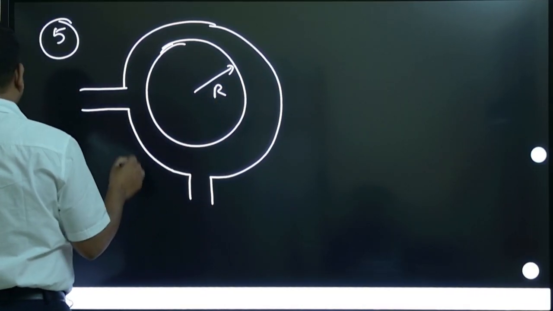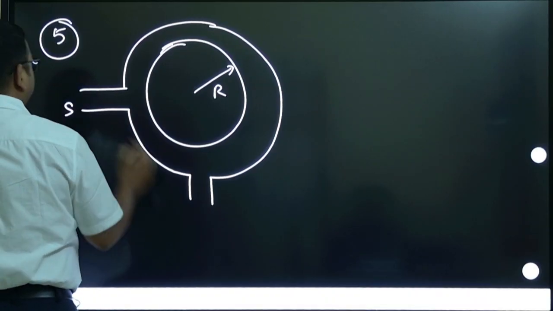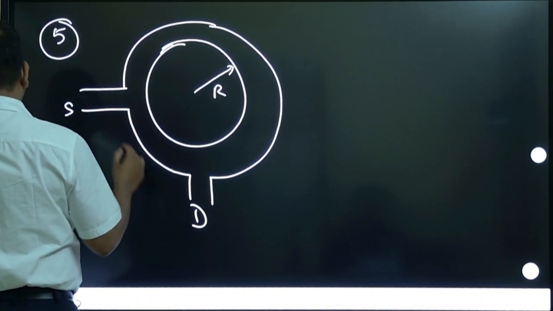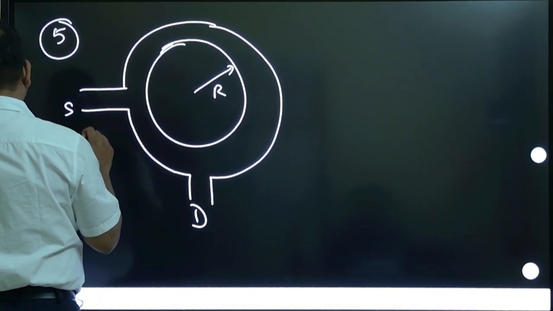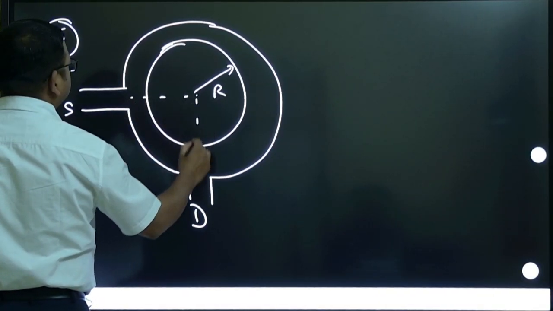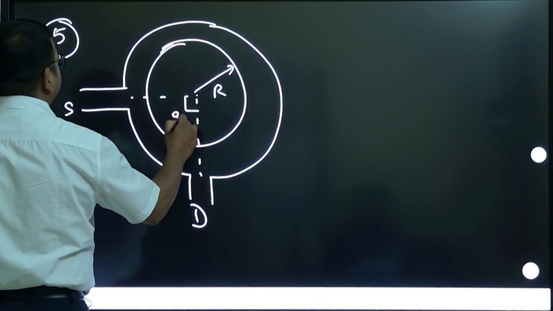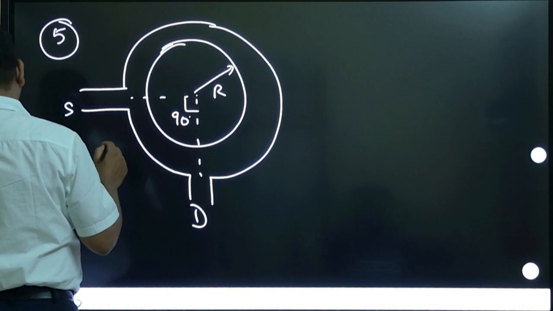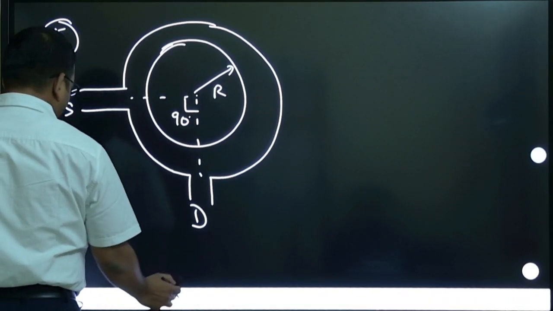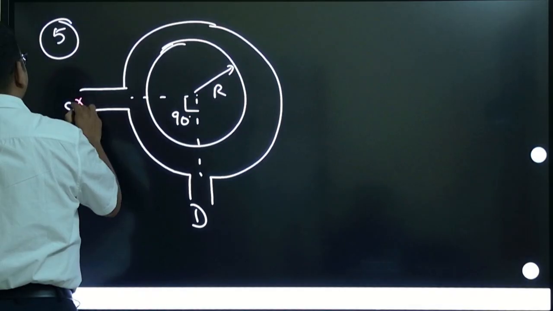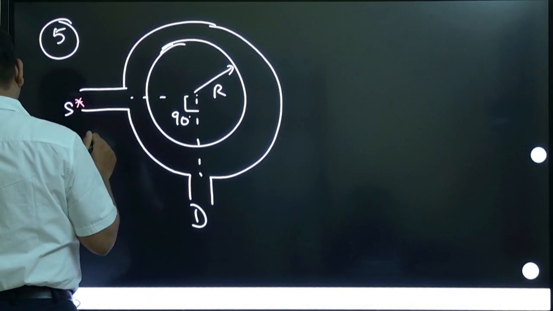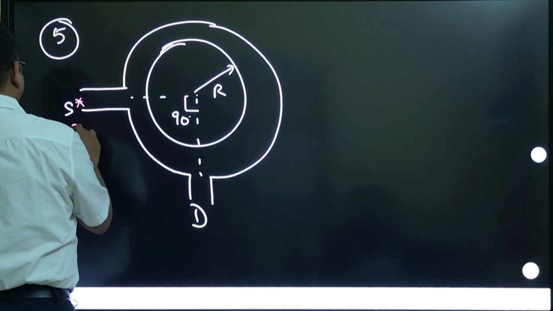Two small holes S and D. This is a hole here, S and D, made at positions at right angles to each other. So this is at right angles, 90 degree. Source is generated here. There is a source kept as a generated wave. Intensity is I naught.